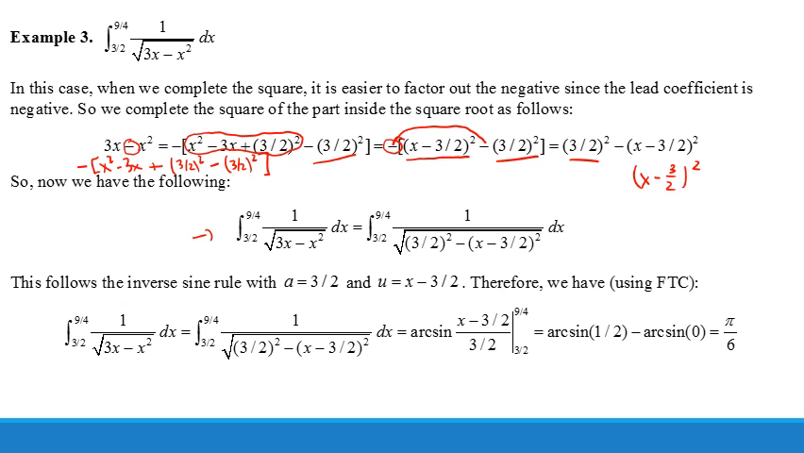And this looks a lot like the inverse sine rule, where this is a squared and this is u squared. Okay, so using the fundamental theorem of calculus, just coming down to this line now, this is going to be arc sine of u over a. And when I plug in 9 fourths for x, that's going to give me 9 fourths, I'm just doing the arithmetic over here, minus 3 halves divided by 3 halves.